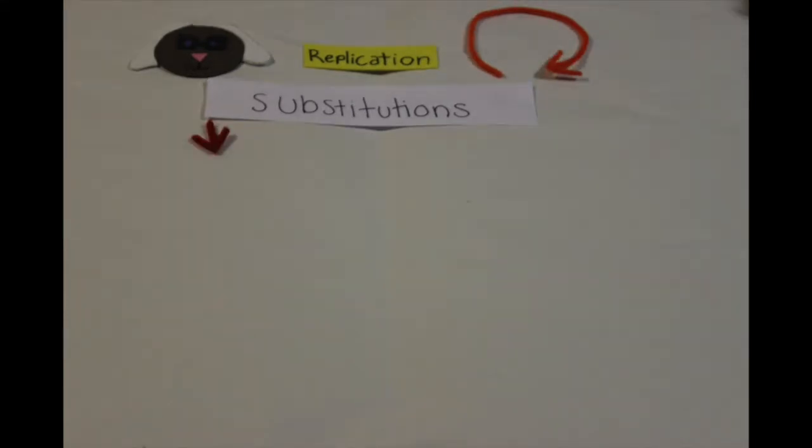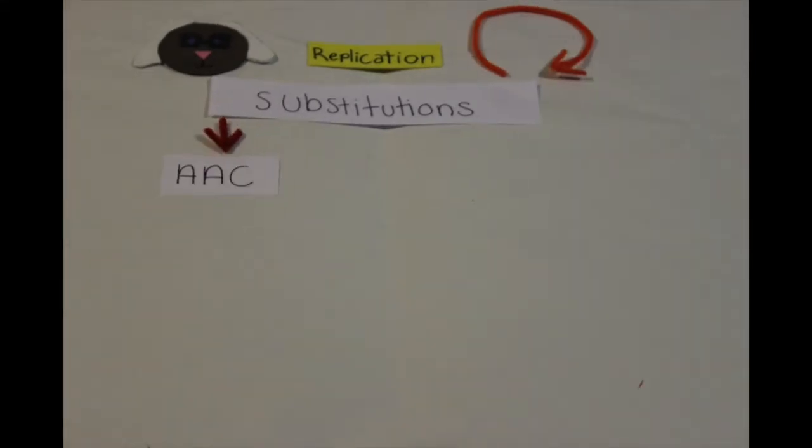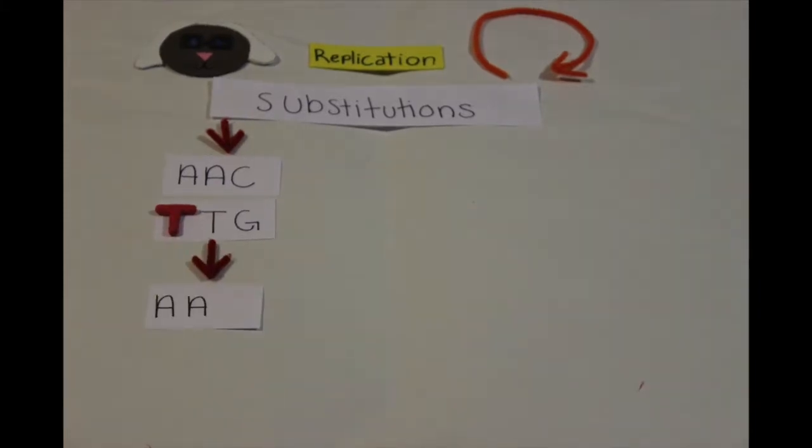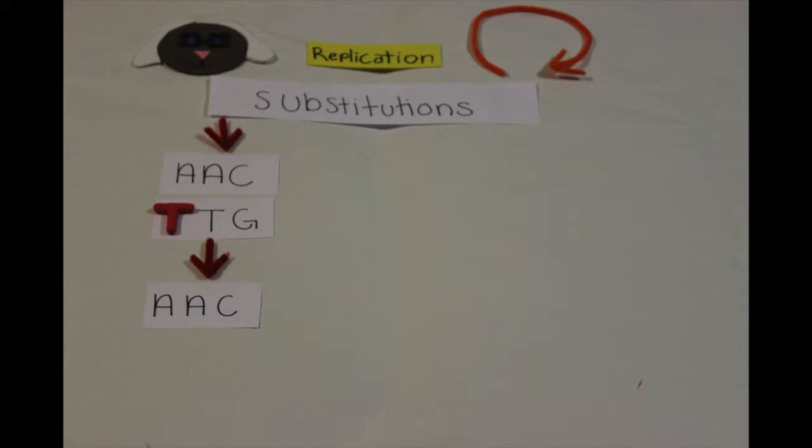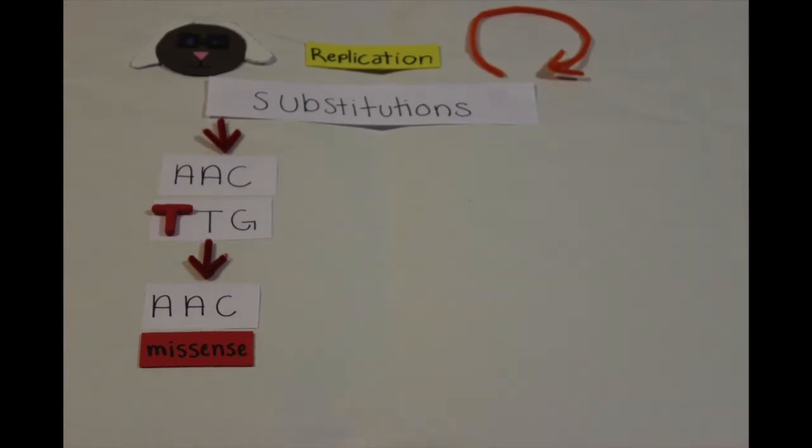Let's look at the triple codon AAC, for example. AAC should code into TTG, which then codes into RNA AAC. The amino acid for this would be asparagine. However, if AAC accidentally coded into something different, like CTG, then the RNA sequence would be GAC, and therefore the amino acid would be aspartic. Mutations that result in a different amino acid are called missense.